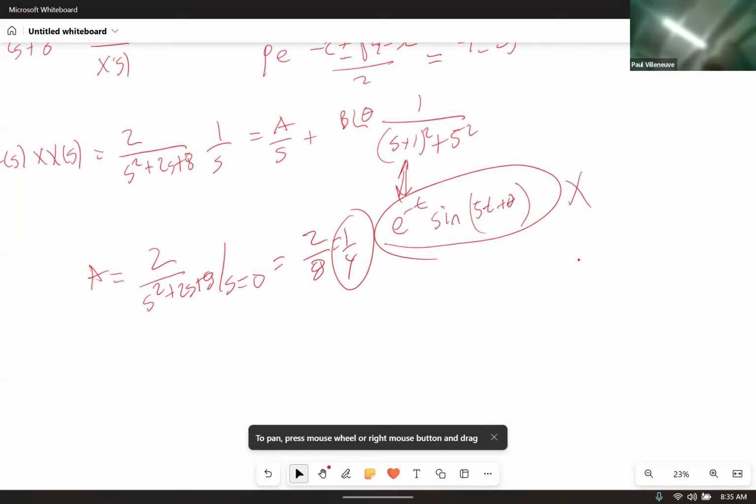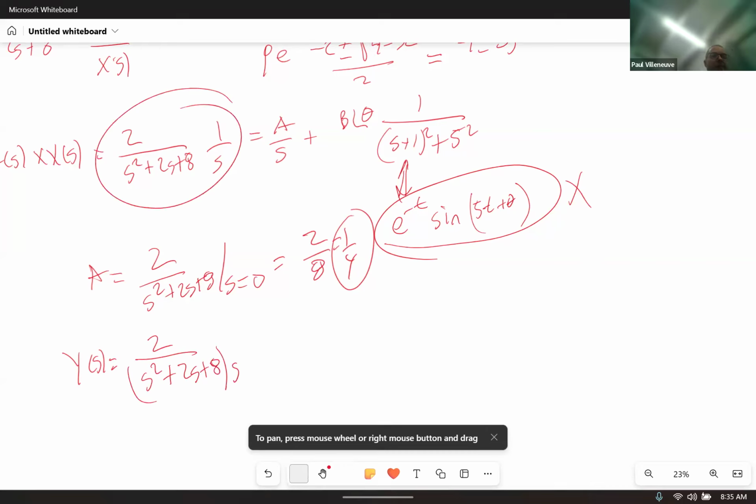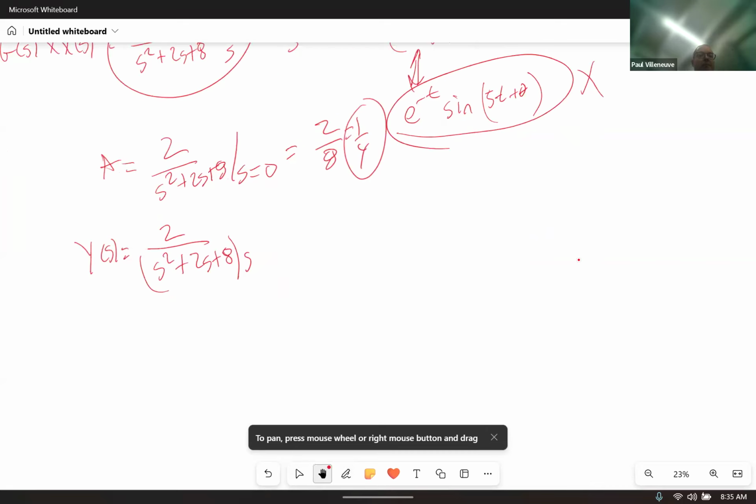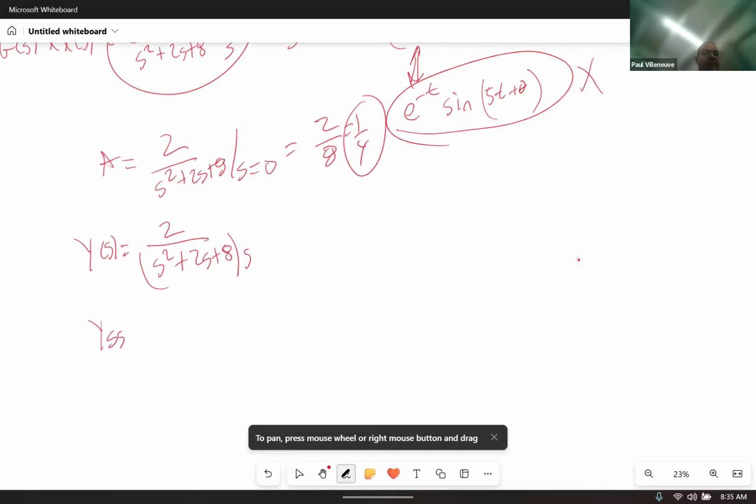Don't want to do that? No problem. So Y of s is equal to 2 over s squared plus 2s plus 8, times 1 over s, right? That's what we got over here. Remember the final value theorem? Y steady state is equal to s times Y of s as s approaches 0. So it's the limit of s times Y of s as s approaches 0.